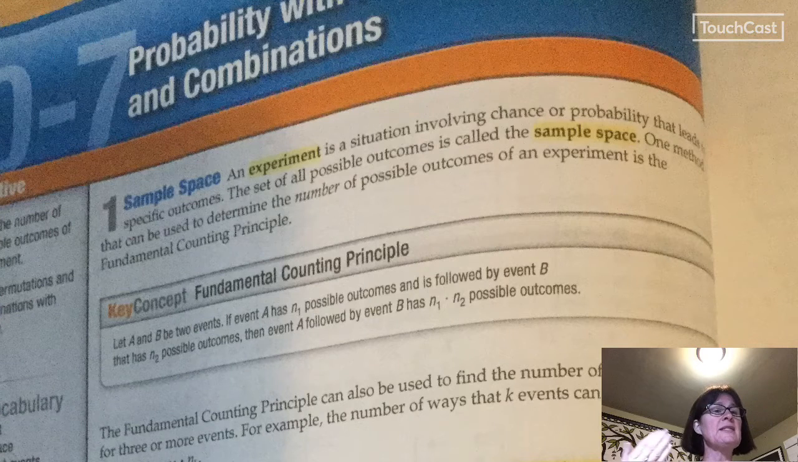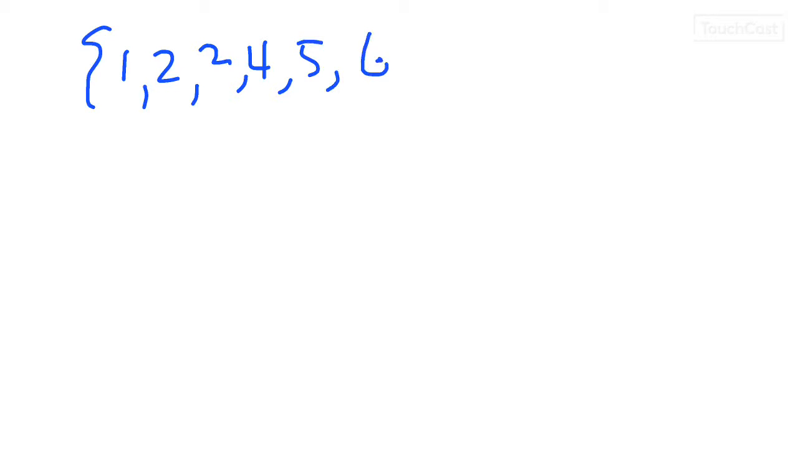A sample space is a list of all the possible outcomes for an experiment. So if you're going to roll a die, there are 6 possible outcomes, and if you were asked to list them, you might list them as 1, 2, 3, 4, 5, 6. If you're asked to give the sample space for flipping a coin, you might write heads, tails.